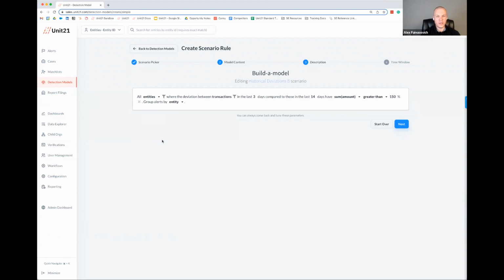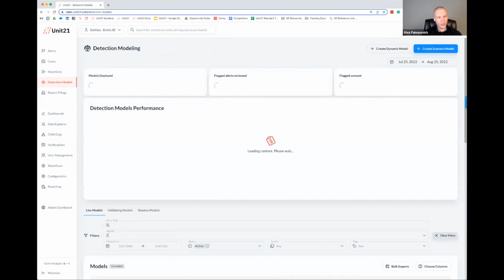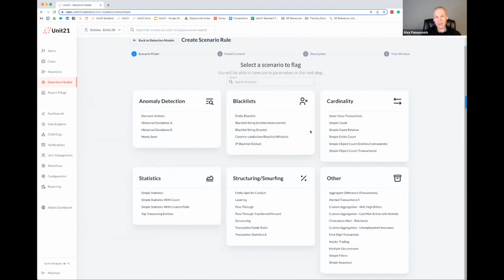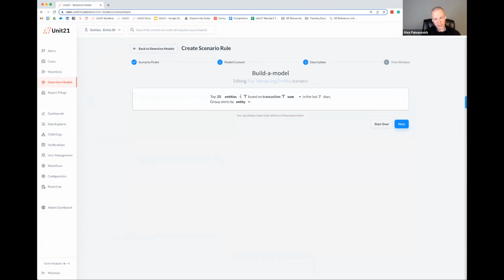Yeah, absolutely. And another trick that I personally like to use, and actually one of my favorite scenario models in Unit21, is top transacting entities. So I like to set up deviation rules, but I also like to always take the same payment type or the same payment channel, whatever I'm trying to track, and always look in the same look-back period for the top transacting entities. So who are the 10, 15 users who've done it the most? It could be cash transactions like Connor just demoed, money comes in, money comes out. Who are the top interacting users, top transacting users?